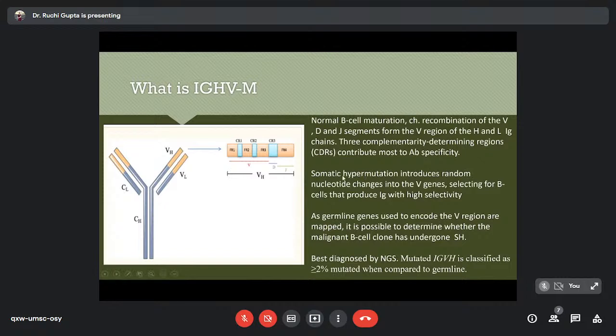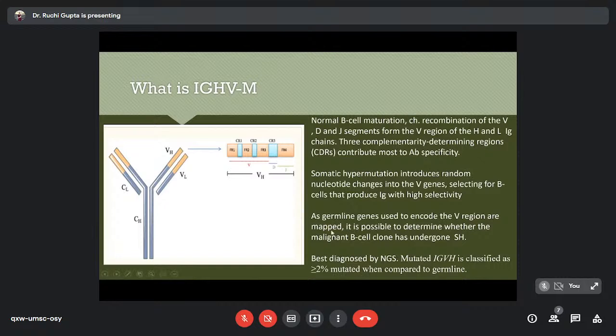So if a cell has undergone somatic hypermutation, then the sequence of this region will differ from that of the germline genes. If this difference in the sequence is more than 2%, then it is said to be a mutated immunoglobulin variable heavy chain, else it is considered unmutated.